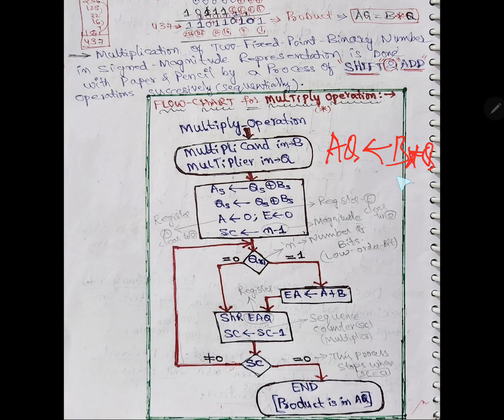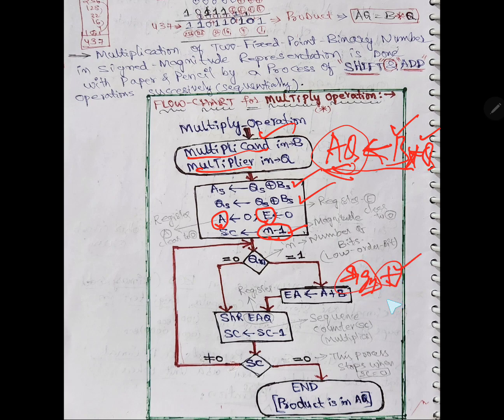B into Q transfers to AQ. B register value, B is the multiplicand and Q is the multiplier, that will be shifted into the AQ register by doing this many operations. Here the sign value will be decided. Here A is cleared to 0, E register is cleared to 0, sequence counter is n minus 1. N minus 1 because the starting bit will be the sign bit, whether it is positive or negative. For positive, 0 will be there, for negative, 1 will be there. The remaining value is n minus 1 out of n bits, 4-bit register or 8-bit register, right? Sequence counter will be n minus 1.